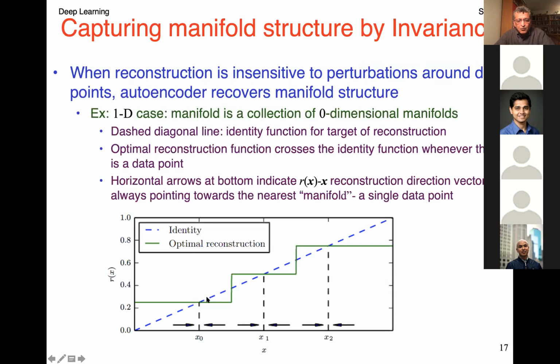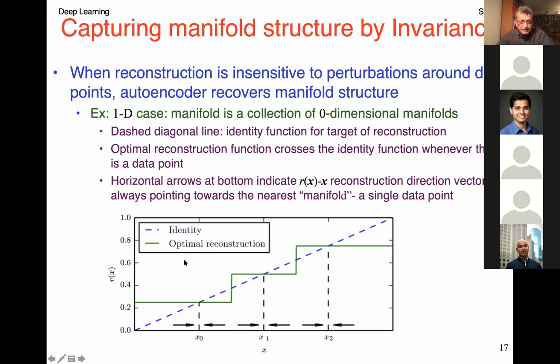So they're showing here a one-dimensional case. A manifold is a collection of zero-dimensional manifolds. We earlier said a zero-dimensional manifold is a point. So this shows here is an x and here is an r of x. Here are values of x, here are values of r of x. And we're saying it's a collection of manifolds. It's saying that there is a point here and a point here and a point here.